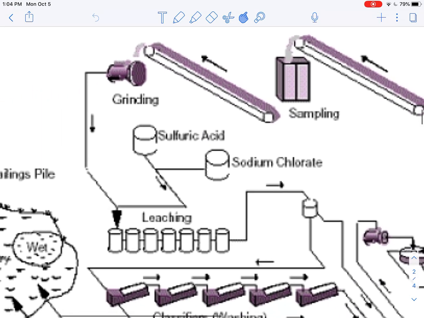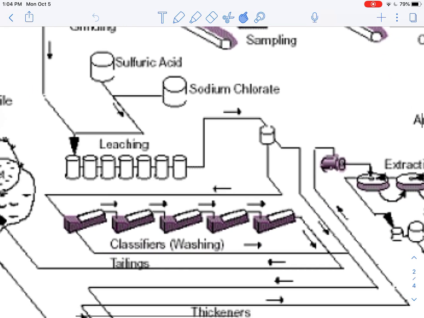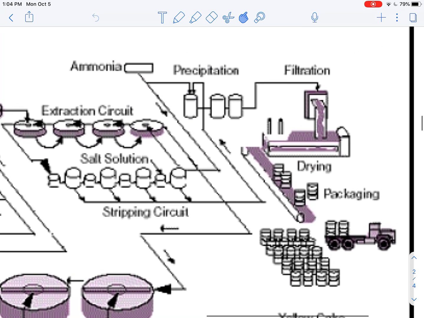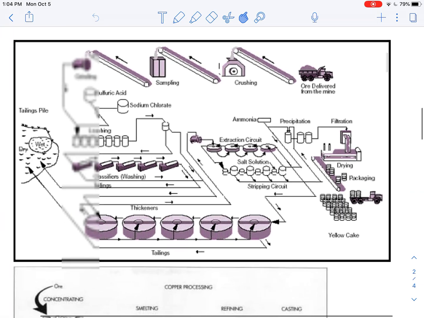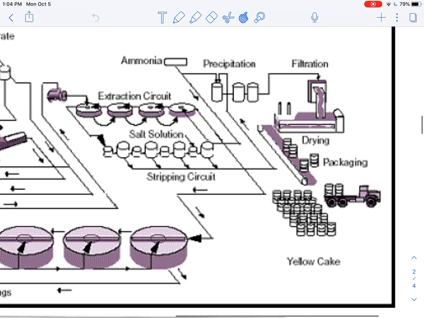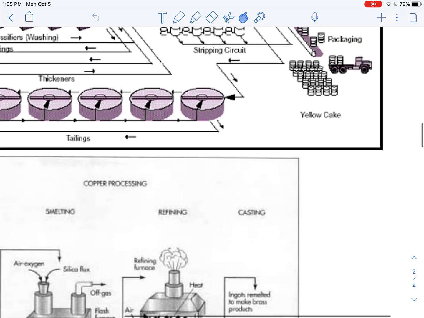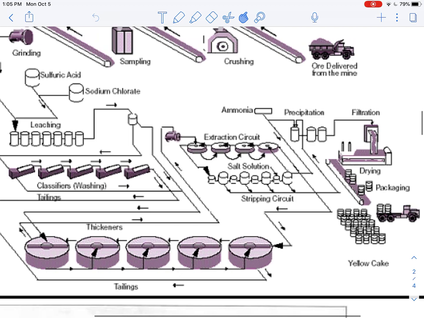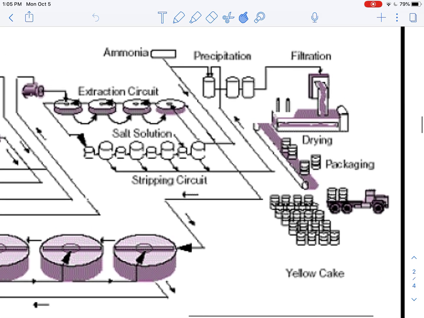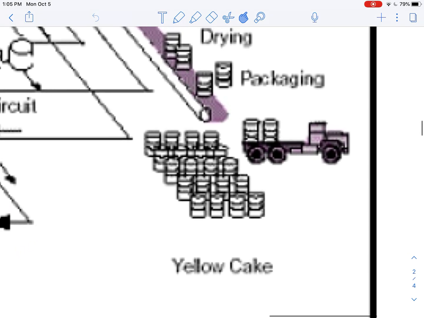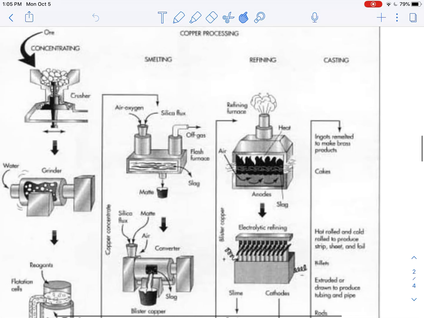You're going to have to crush it and sample it and grind it and react it with a bunch of different chemicals over here. And then thicken it and then apply electricity and, I don't know, get out your Harry Potter wand and do magic. But the point is that you're going to have to go through a whole bunch of processes in order to get the actual thing that you want. I guess this might be uranium here if it's yellow cake.